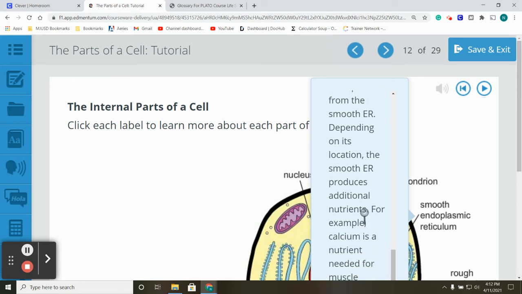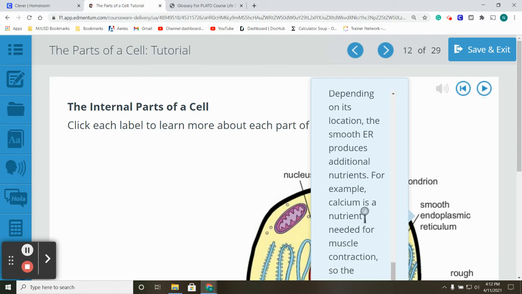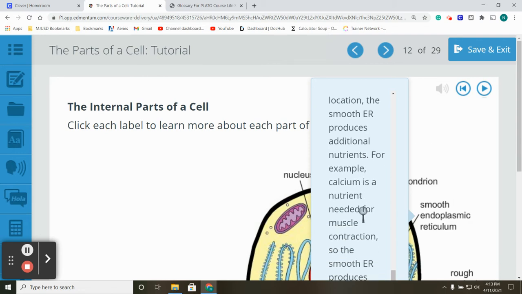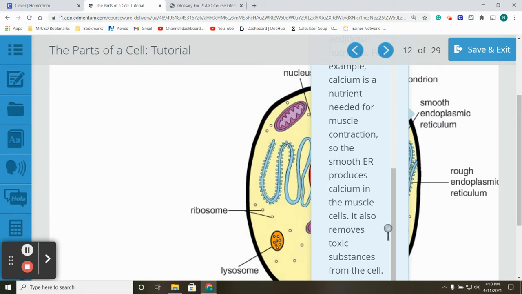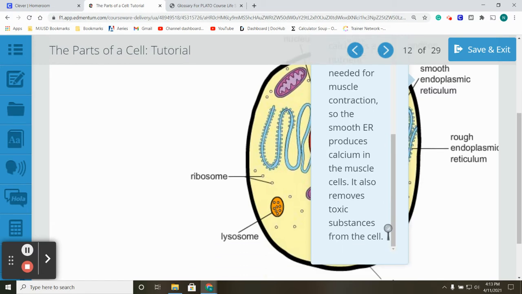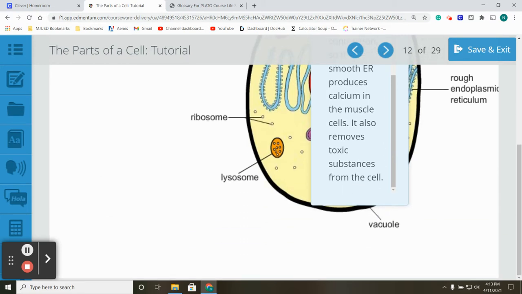Depending on location, the smooth ER produces additional nutrients. For example, calcium is a nutrient needed for muscle contraction. So the smooth ER produces calcium in the muscle cells. It also removes toxic substances from the cells.